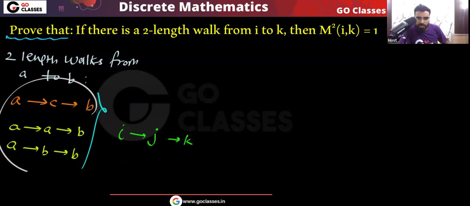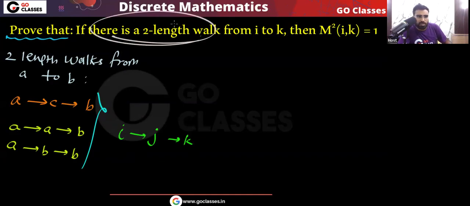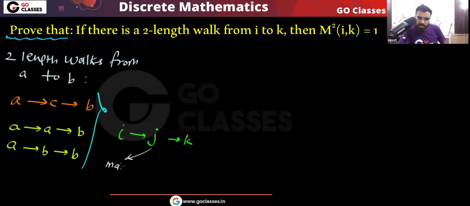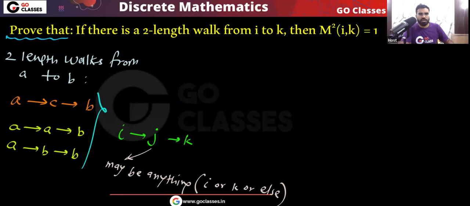To capture all these three possibilities, I can just write that from I to K there is a two length walk, which means there is a J here. This J may be anything. What it means? It may be I, or it may be K, or something else. Clear? So very simple.